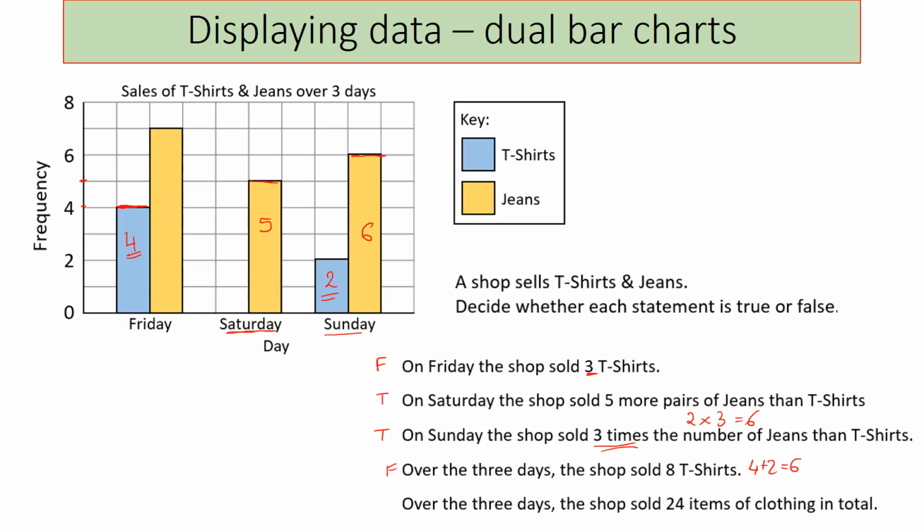And then over the 3 days the shop sold 24 items of clothing in total. So I know that this blue bar on Friday, for t-shirts, that's 4. Then jeans, up to here, that is 7. And I've got all the other bars. So when I add all those numbers together, 4 plus 7 plus 5 plus 2 plus 6, I get 24. So this statement is true.